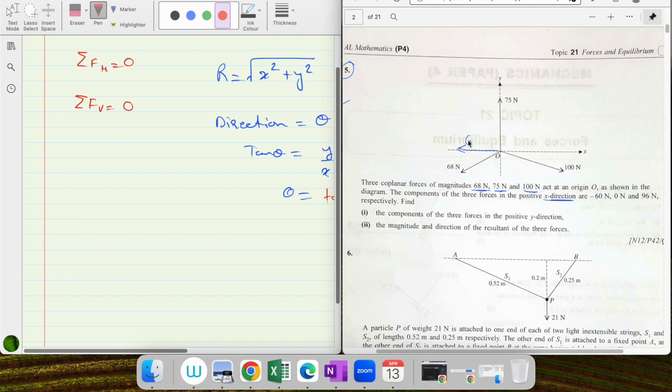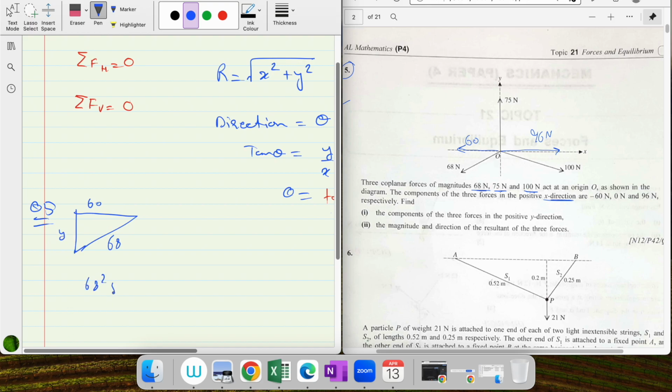So this right here is 60 newtons, 0 is with the 75 newton force, because that is a perfectly vertical force, and with the 100 newton force I have this 96 newtons. Now the question says the components of the three forces in the positive y direction need to be found. If I look at this 68 only, I have this 68, I have this 60, and I can apply Pythagoras theorem to find this y direction force.